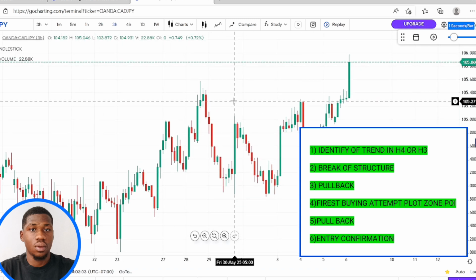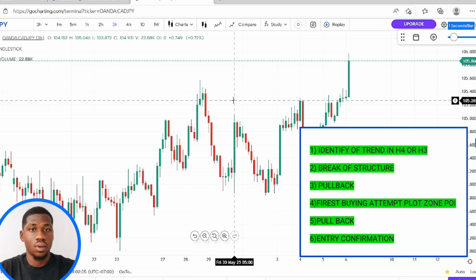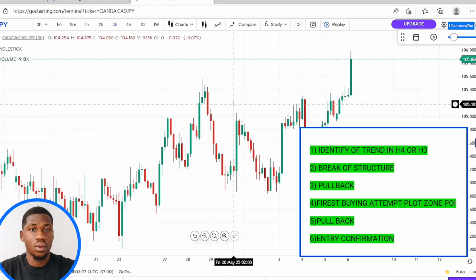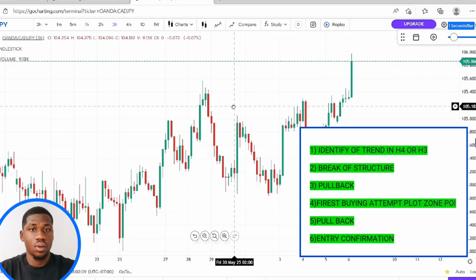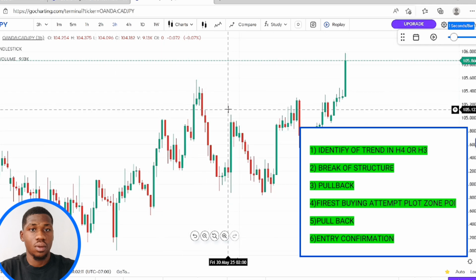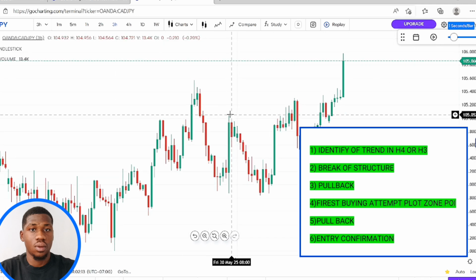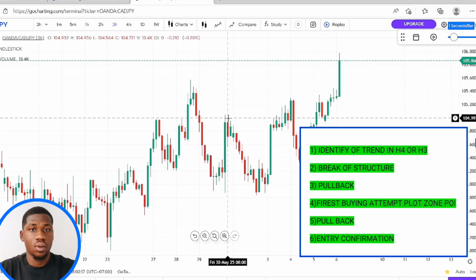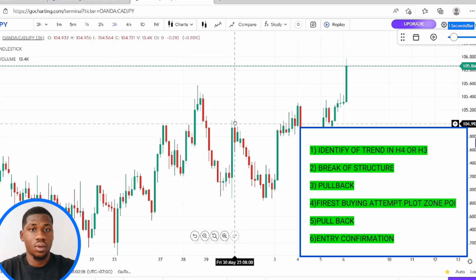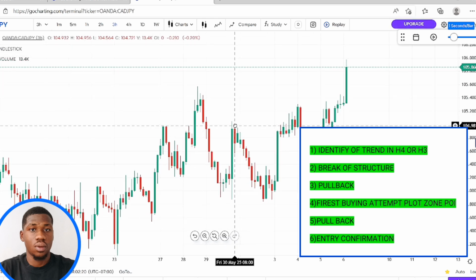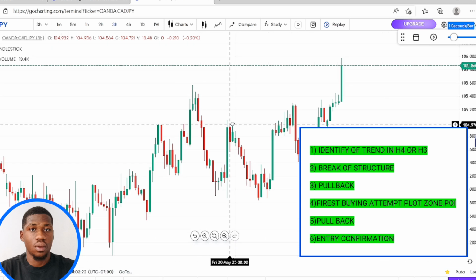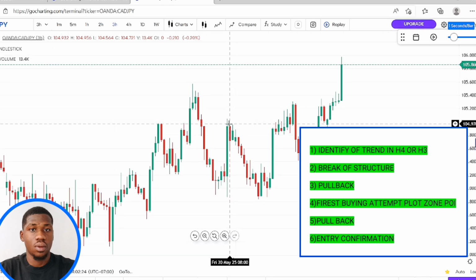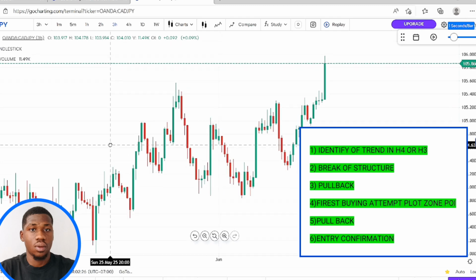Since we are buying, we will plot our zone for our POI. We need the pullback again to clarify the manipulation before we enter, because manipulation is a key thing for market makers, so we also use it as a key thing as retail traders to protect our capital. Now we have entry confirmation. So guys, let's dive into this live now.